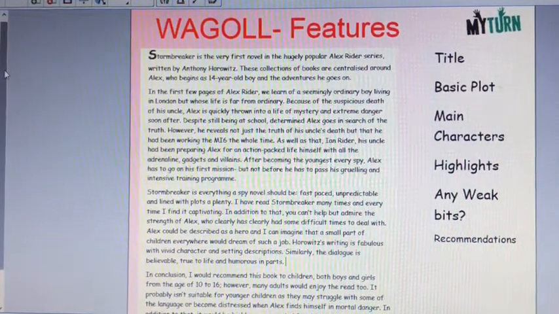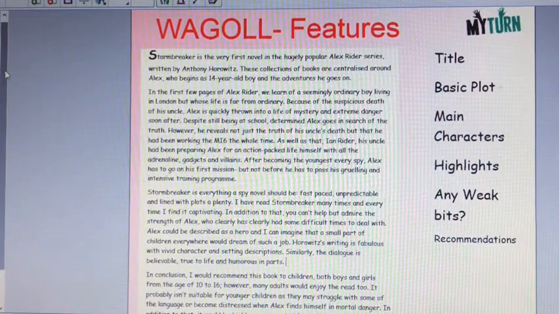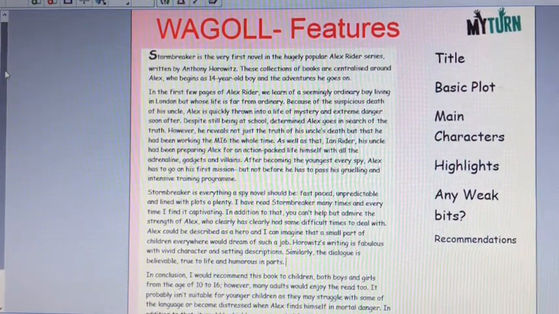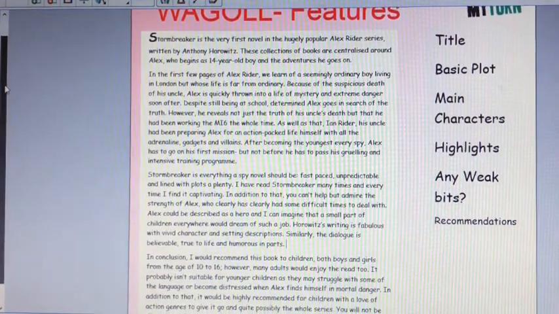Okay, so we have our WAGOLL that I always like to share, so what a good one looks like. Okay, so I'm going to read it out to you. And this is a book review of Stormbreaker, a hugely popular book that we all enjoyed in Year 6.